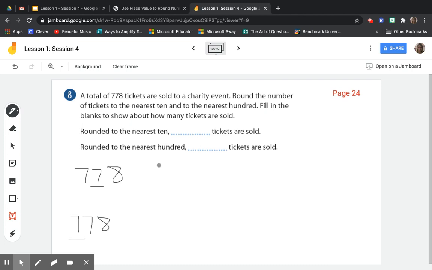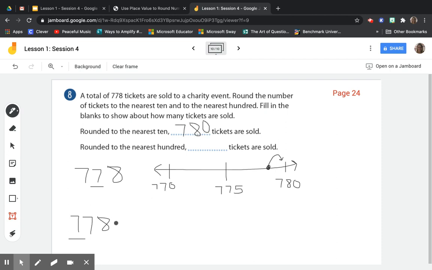So here we go. If I draw a number line, I like number lines. 778, I know that 770 is my 10, and 780 is the next. Halfway would be 775. I know that 8 is more than 5. So I would round up to 780.